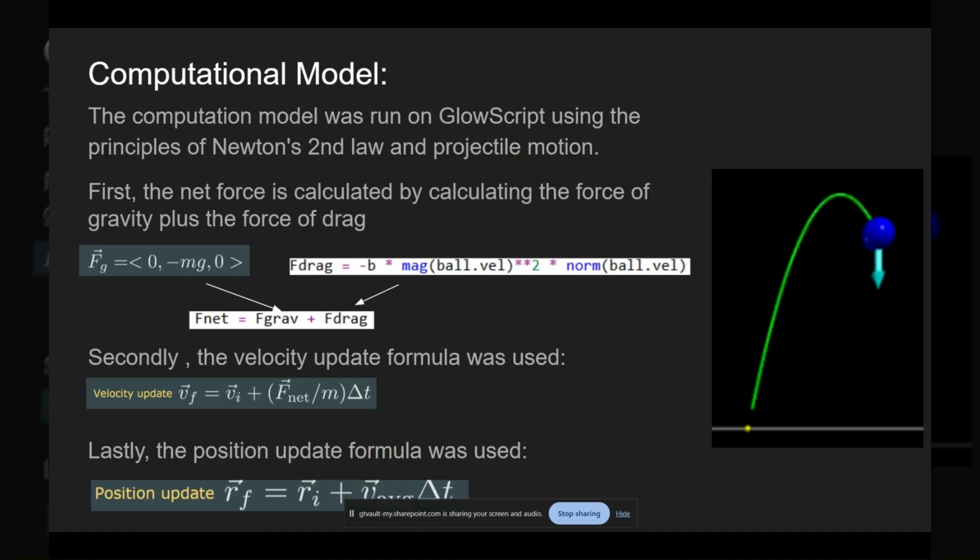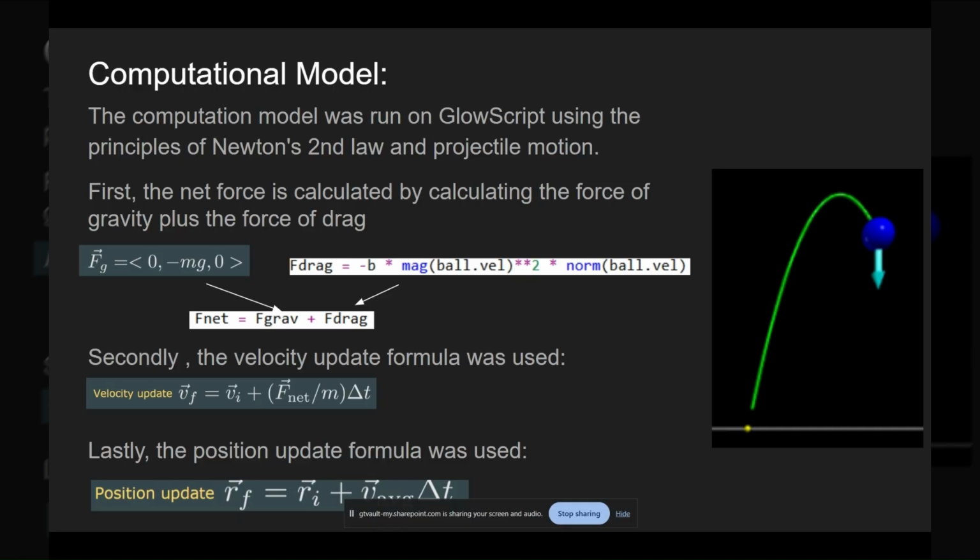Shown here is the computational model. The computational model was run on GlowScript using the principles of Newton's second law and projectile motion. First, we calculated the net force, which is calculated by adding the force of gravity plus the force of drag. For force of gravity near Earth, we use negative mass times gravity. And for force of drag, we have the equation shown, negative b times the magnitude of ball velocity squared times the normalized ball velocity. Adding this gave us the net force.